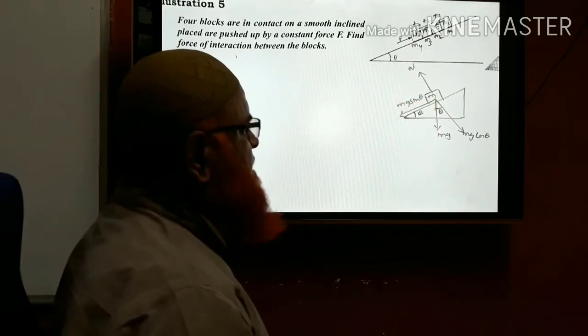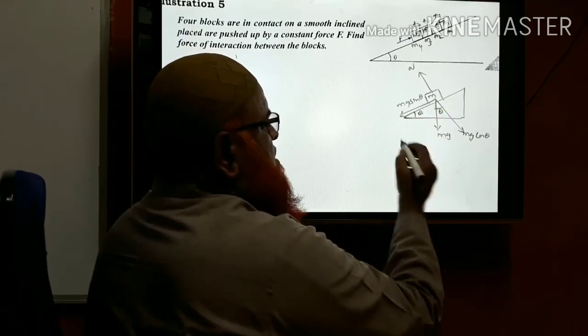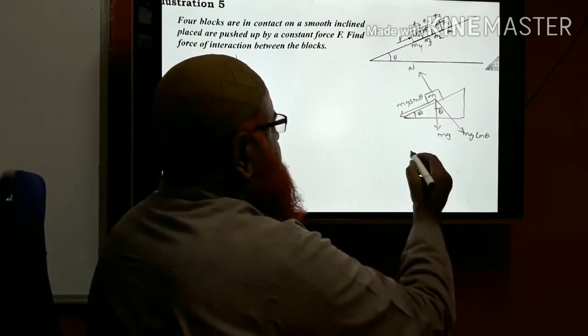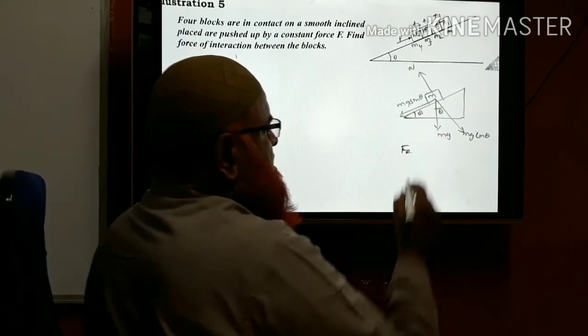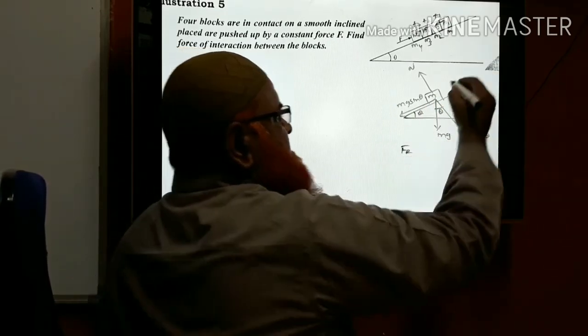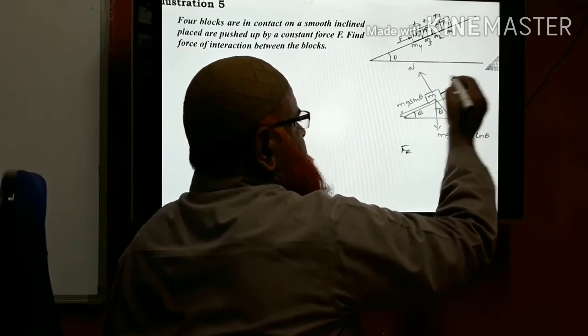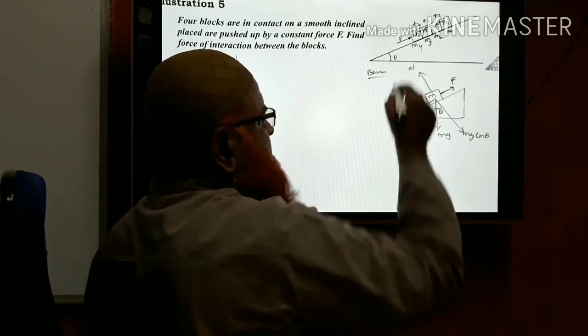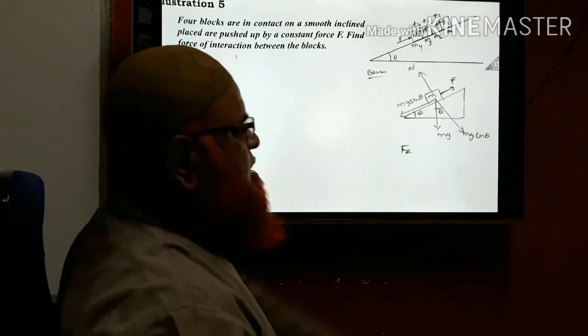So in this inclined plane, what are you going to do? What are the forces acting here? Let us see. Here the force acting down the incline is mg sin theta, whereas the applied force acts in this direction. This is a basic concept to understand this problem.